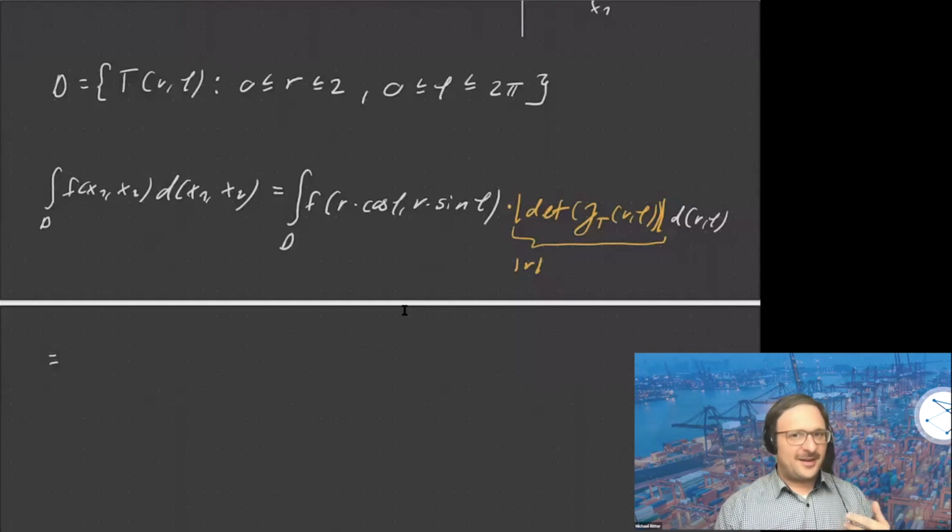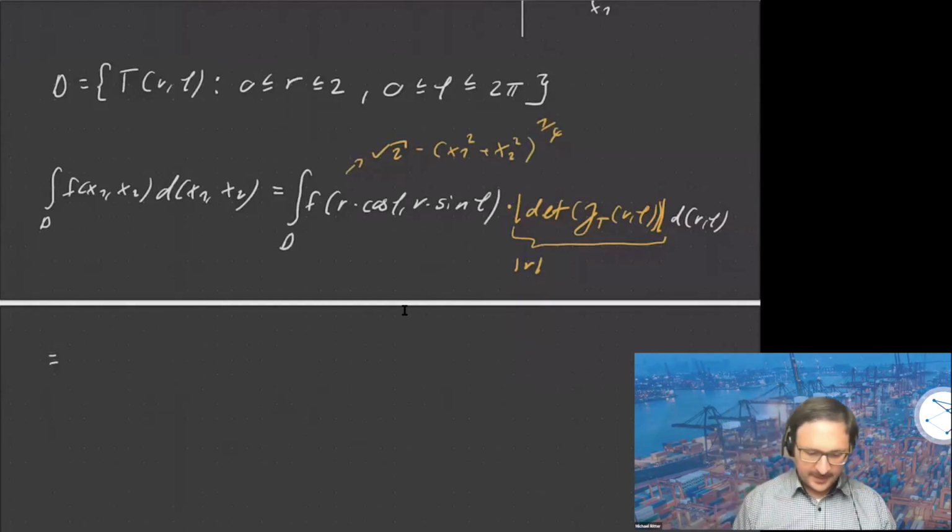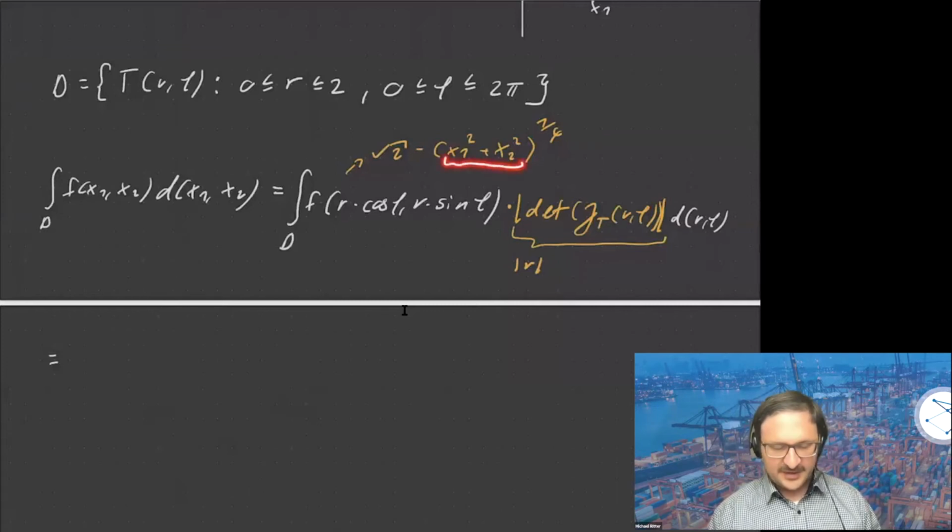Okay, so let's do this substitution here. The function, this f, looks somewhat complicated. That is square root of 2 minus x1 squared plus x2 squared to the power of 1 over 4. But you can probably already tell that this function will look a lot easier in polar coordinates, because this here is basically the norm of x squared. So that should be the radius squared. And if you do the computations, that's exactly what the result will be here.